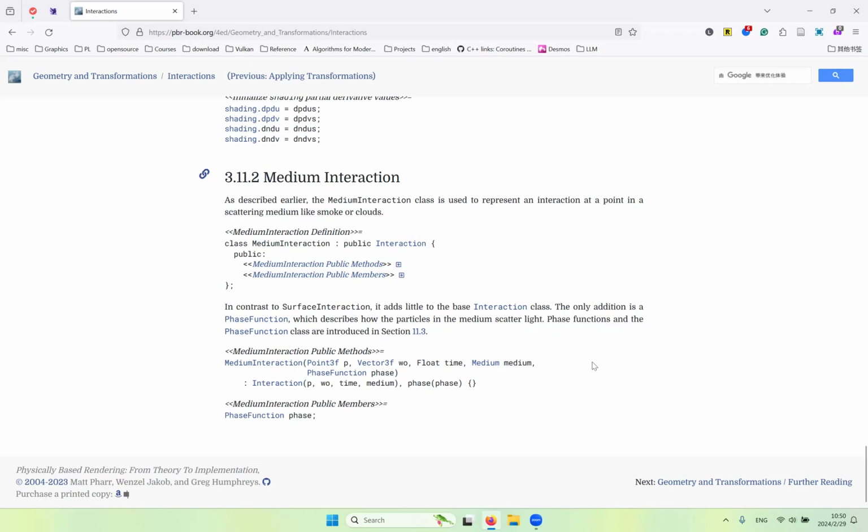Of course, when it says medium interaction, my first thought was small, medium, and large. Why do we need separate ones? Oh, medium, like a scattering media. Yeah.